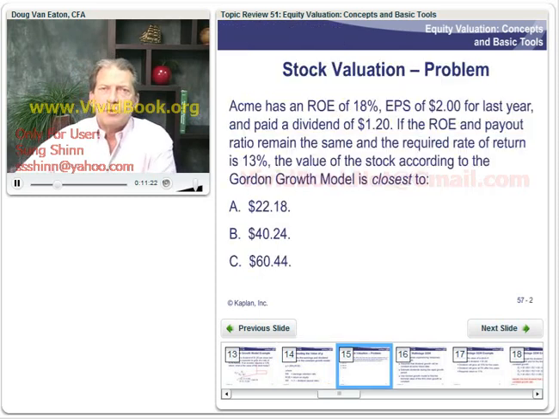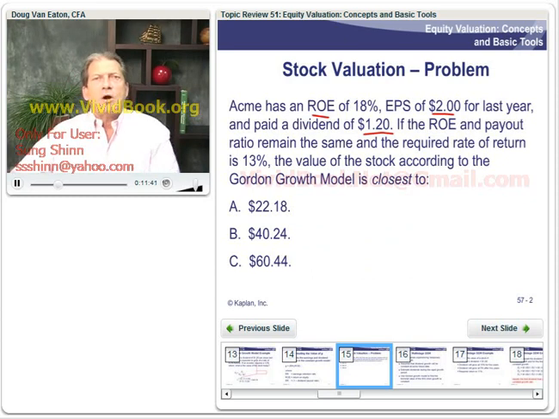Let's take a look where we use this. The ROE is 18%. Earnings per share last year were $2, and the dividend paid was $1.20. So we've got a payout rate there of 60%. If the ROE and payout ratio remain the same, and the required rate of return is 13%, what's our valuation? Well, we're just going to calculate G here and then plug it into our model. We'll come up with $22.18.